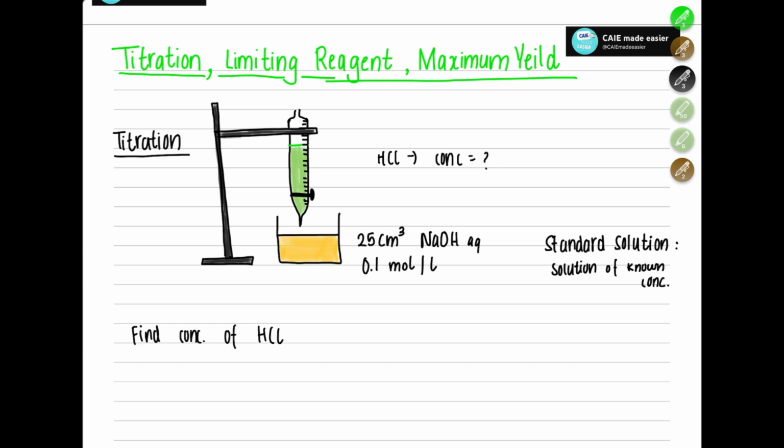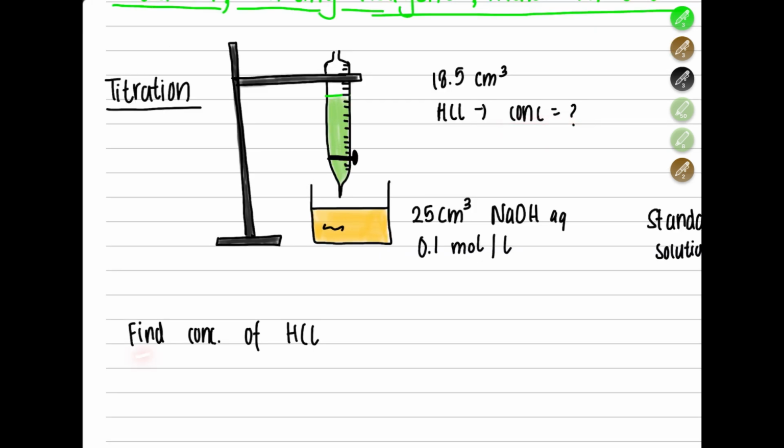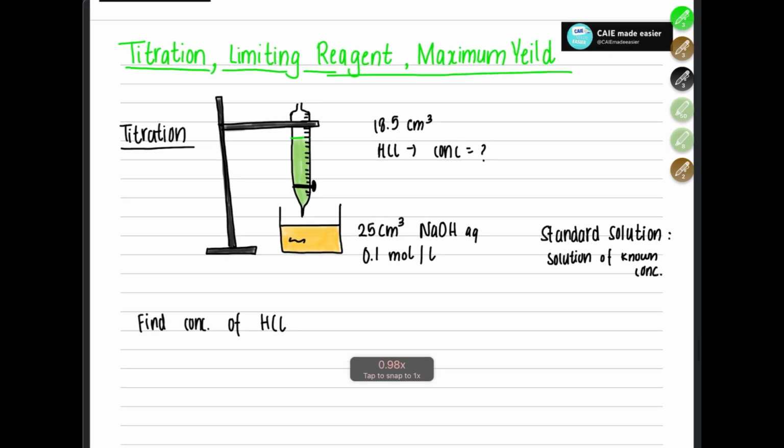Let's say that 18.5 centimeter cube of acid reacted with 25 centimeter cube of sodium hydroxide. That means when this much reacted, it neutralized. How do we know it neutralized? Maybe there's a universal indicator there. Maybe there's an indicator there that shows us that okay, now this NaOH has neutralized. The question is find the concentration of hydrochloric acid.